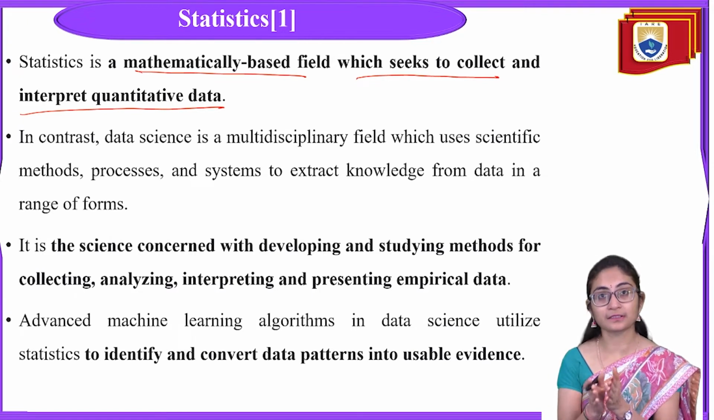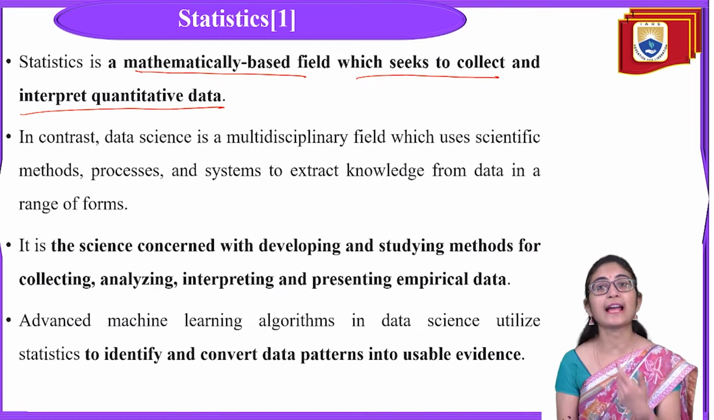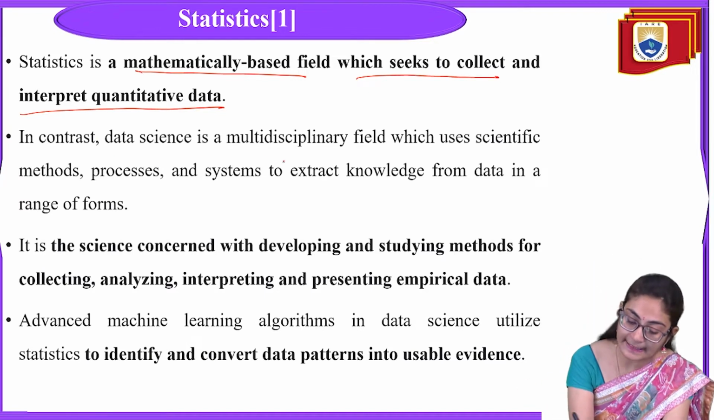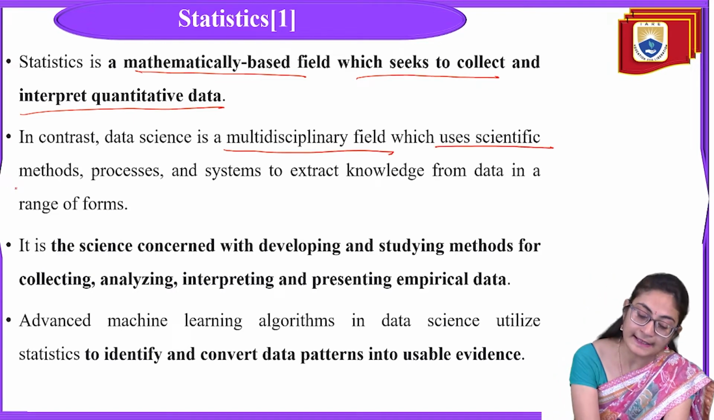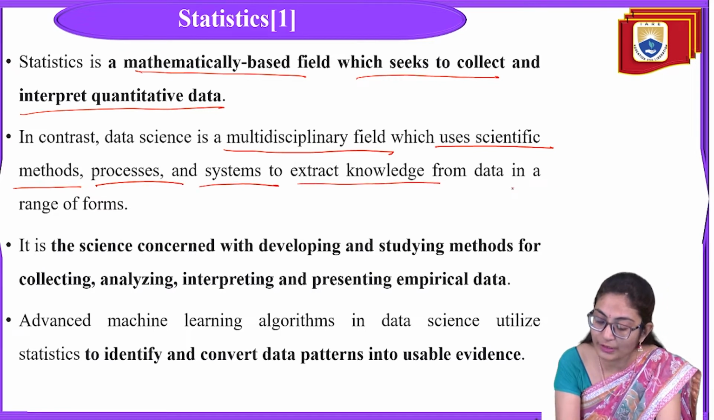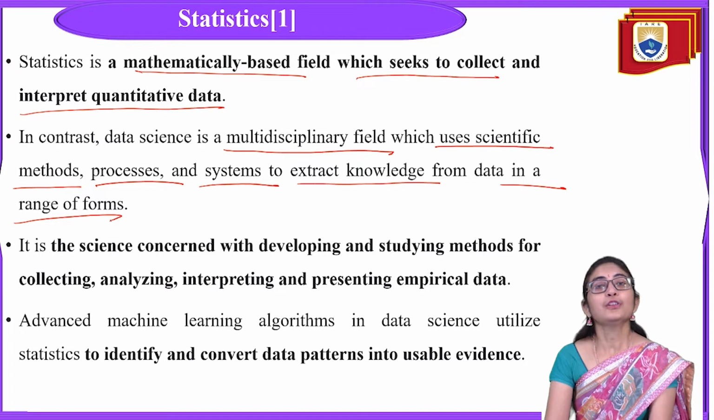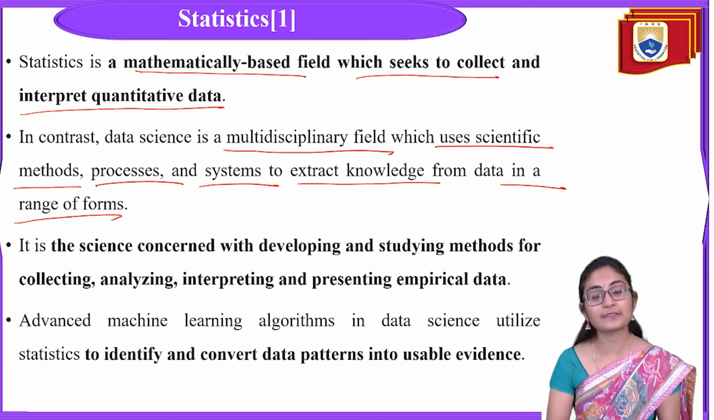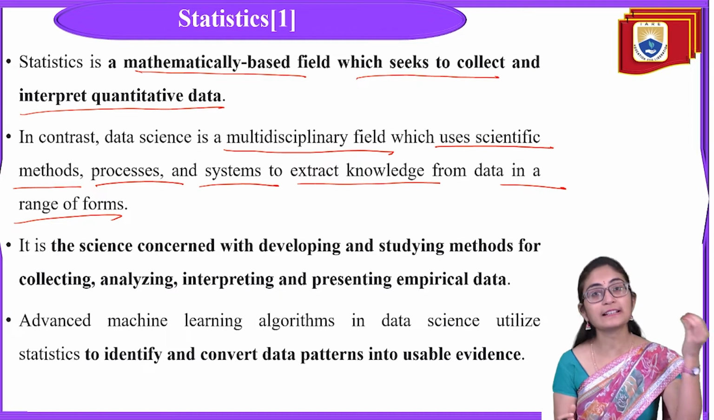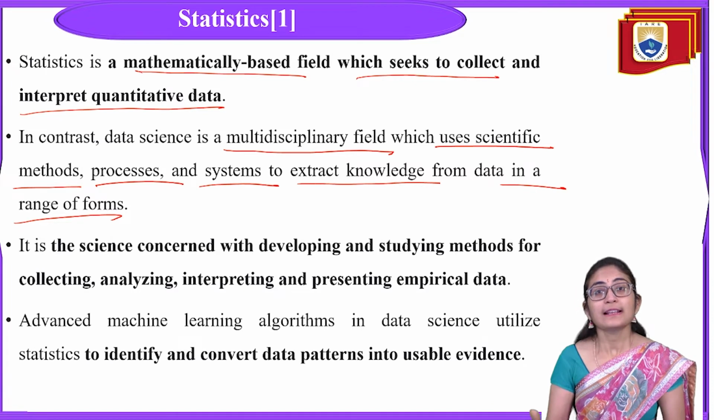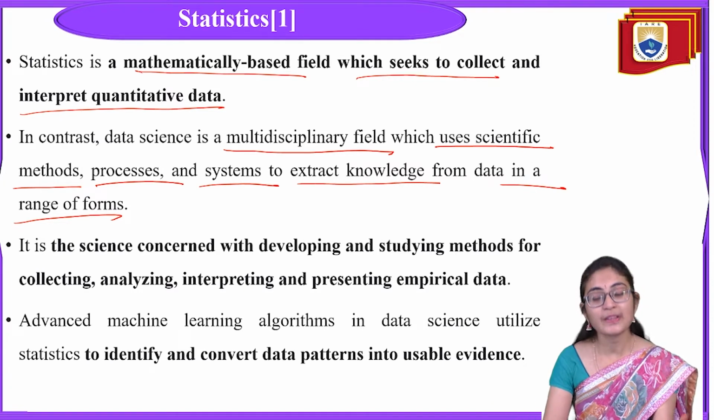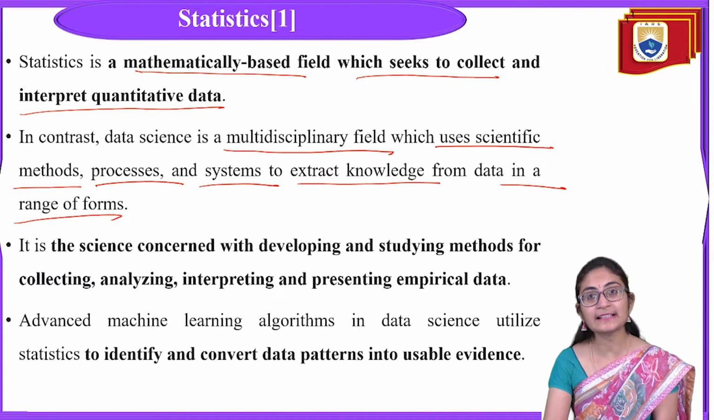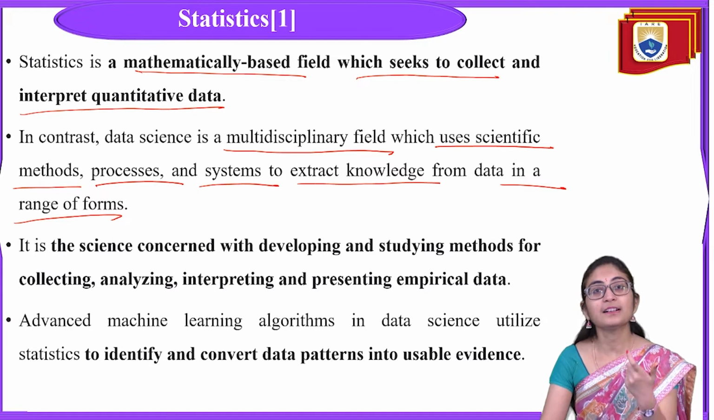So if we have data, we will collect the data and interpret the data. In contrast, data science is a multidisciplinary field which uses scientific methods, processes, and systems to extract knowledge from data in a range of forms. The basic definition of data science is a collection of machine learning techniques, mathematics, business intelligence, and computer science engineering.